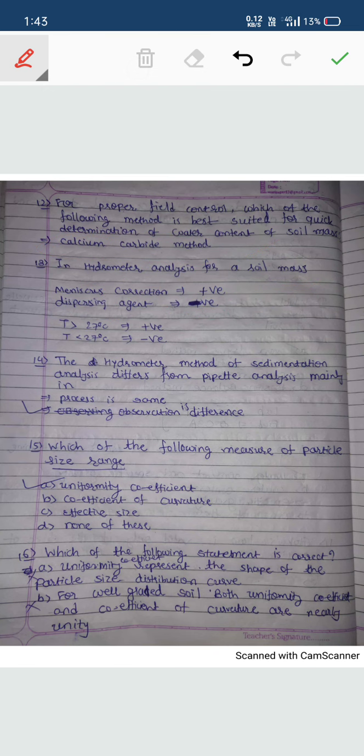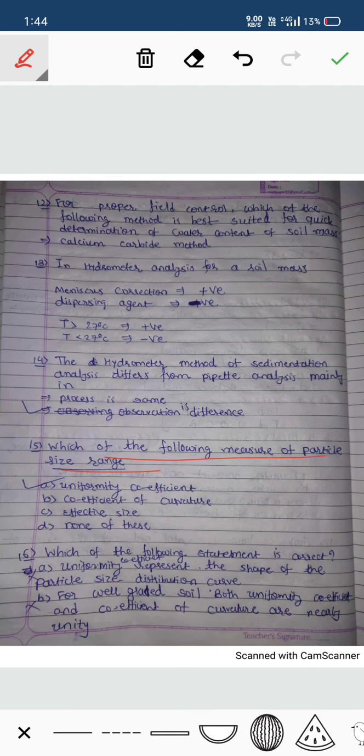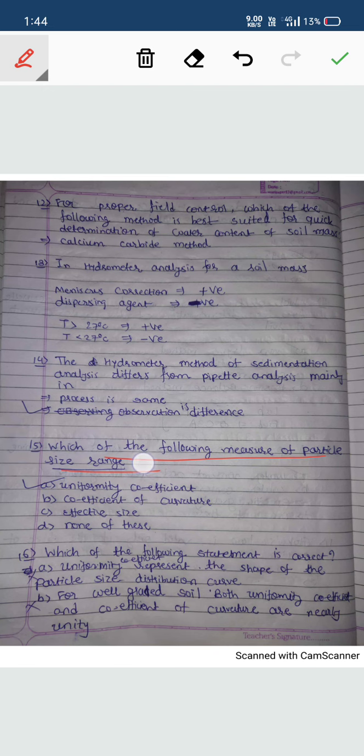In hydrometer analysis, the 14th question: how does the hydrometer method of sedimentation analysis differ from the pipette analysis? Mainly, pipette analysis and hydrometer analysis are the same process, but the observation is different in these two tests. Which of the following measures the particle size range?